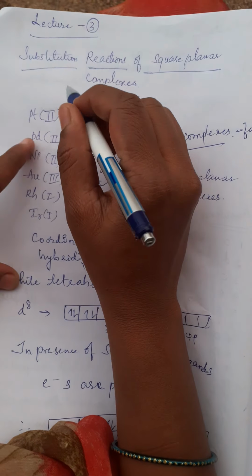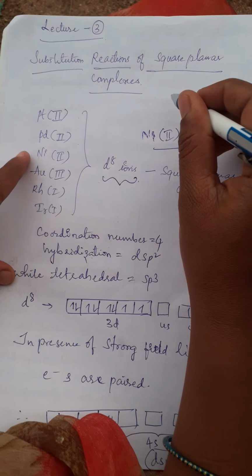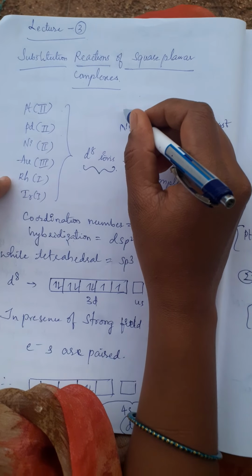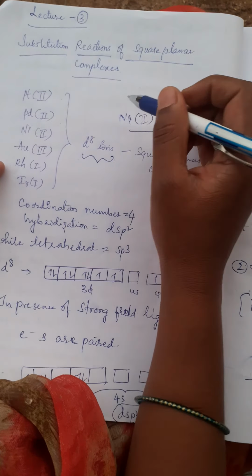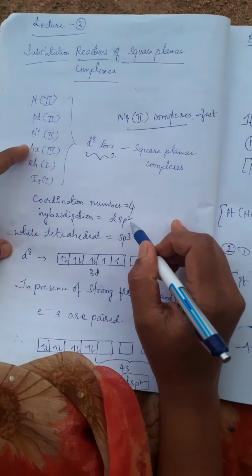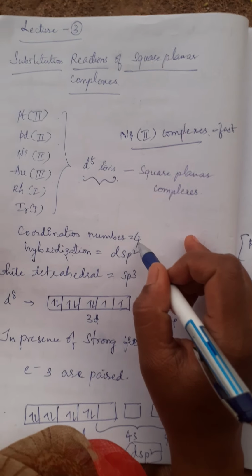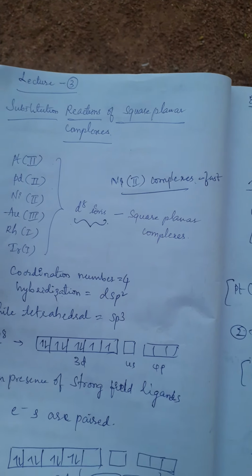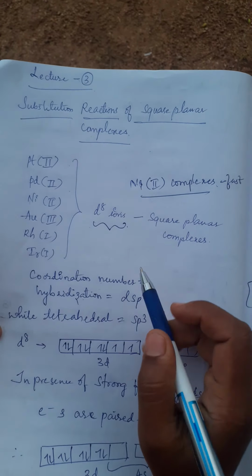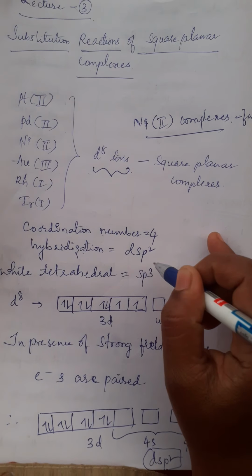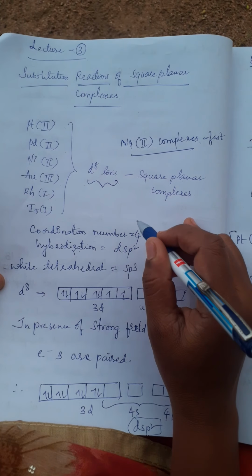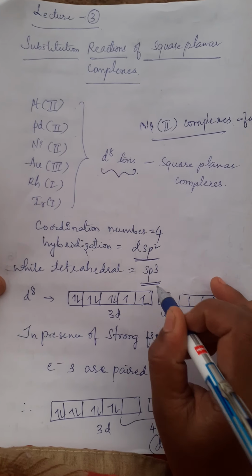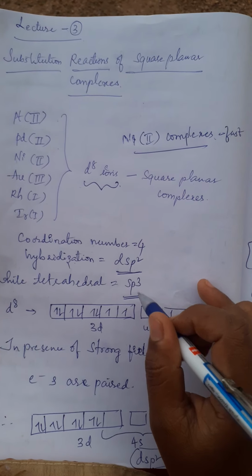Dear students, in substitution reactions of square planar complexes, first of all, you have to understand what a square planar complex is and what hybridization it contains. There is coordination number 4 for square planar complexes. Similarly, in tetrahedral complexes, the coordination number is also 4, but the hybridization is different. In square planar complexes, the hybridization is dsp2, and in tetrahedral complexes, the hybridization is sp3.